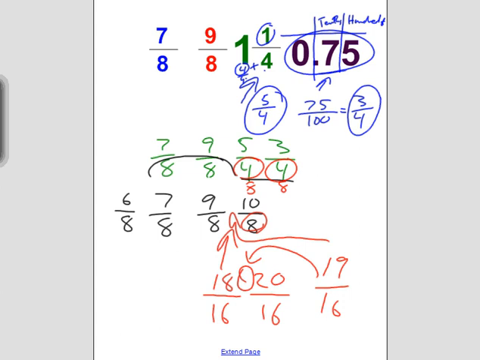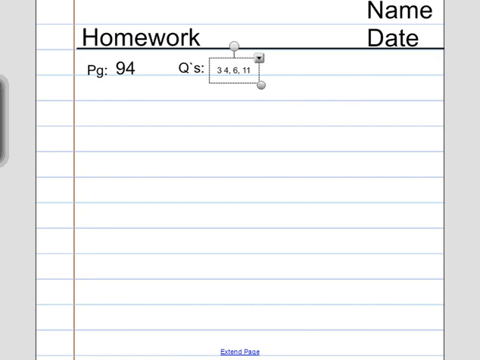Okay, now it's time for your homework. Here is your homework today: page 94, questions 3, 4, 6, and 11. Listen very carefully. For questions 3 and 4, you do not need to use a number line. Question 4 says to use a decimal, so make sure you write number 4 as a decimal. Number 3, it says use number line. I'm saying don't use that. Just order them from least to greatest. Okay, good luck. Let me know if you have any questions.